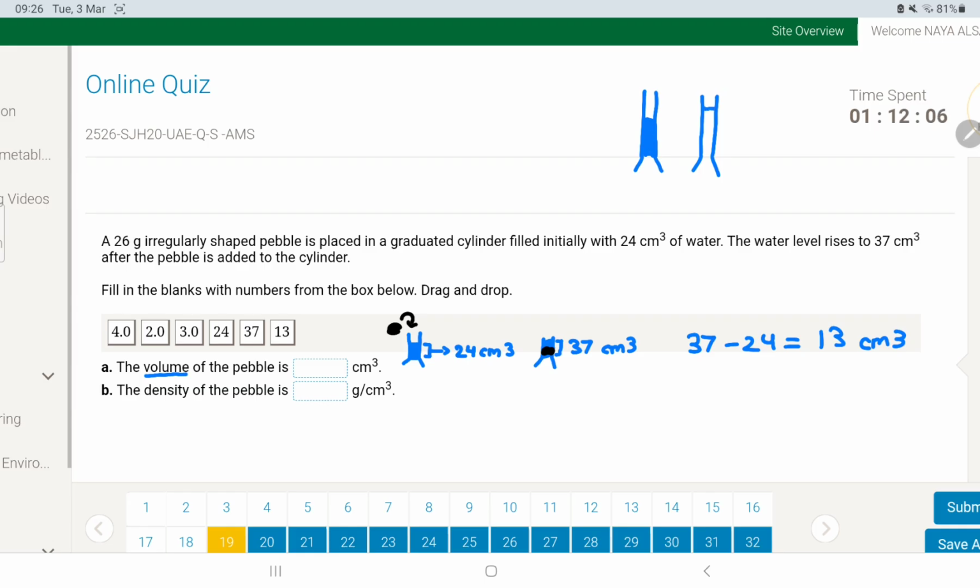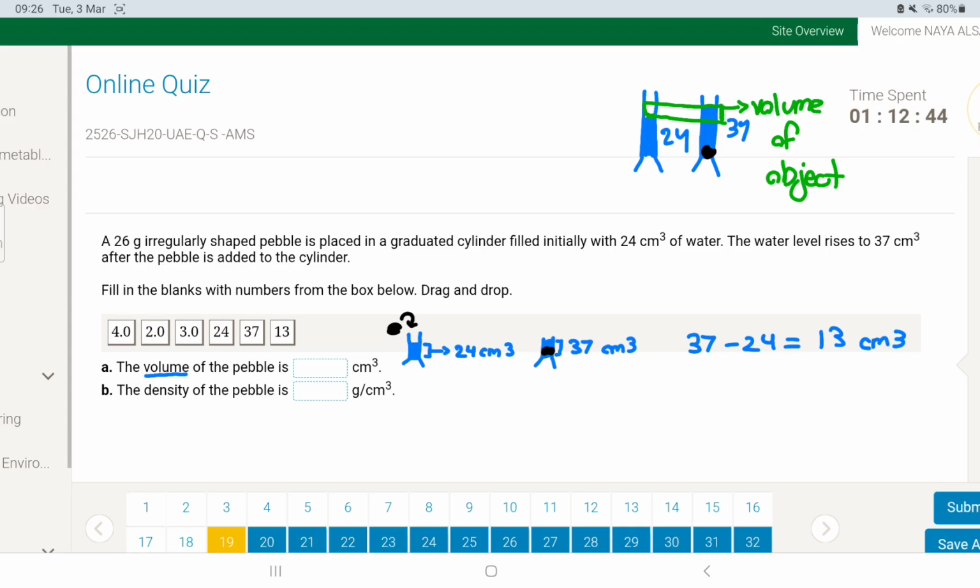Okay? And now, here, it's 37. 37 and 24, when? After you drop the pebble. So here, 24. This is 24. And now this is 37. You see? This amount of space that went up is the volume of the object. Right? So basically, how much it made the water rise is the volume.